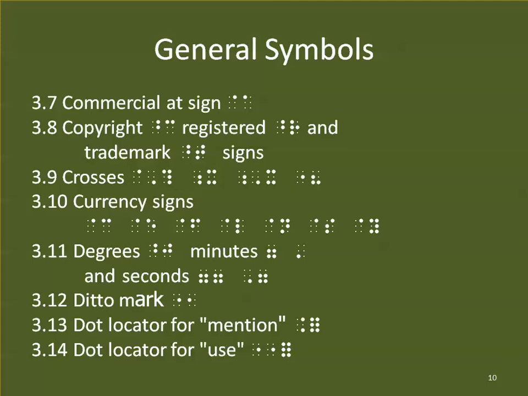We have a new concept called dot locator, and there are two different types of those. Dot locator for mention, dot locator for use. Braille readers taking this course will have already been introduced to the dot locator for mention because I used that in the transcription.